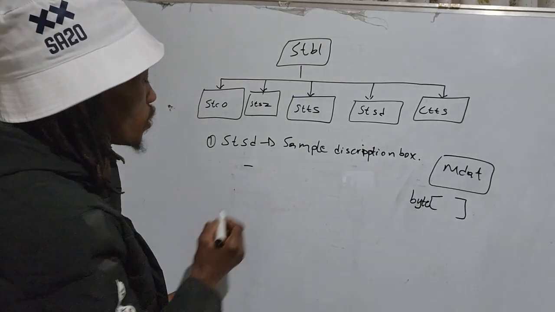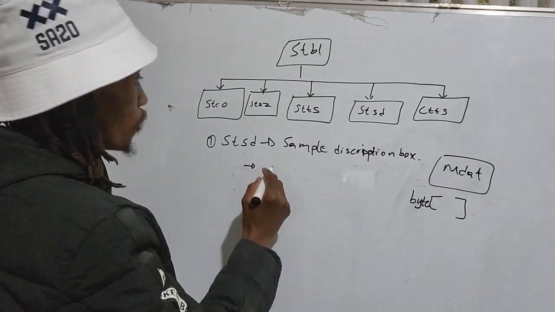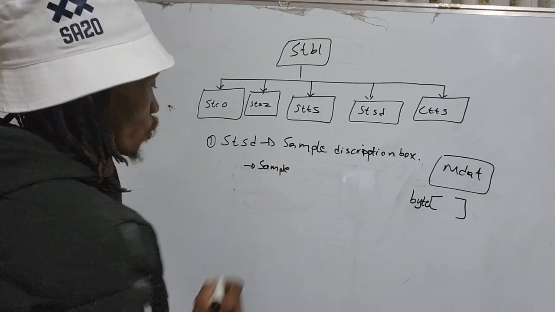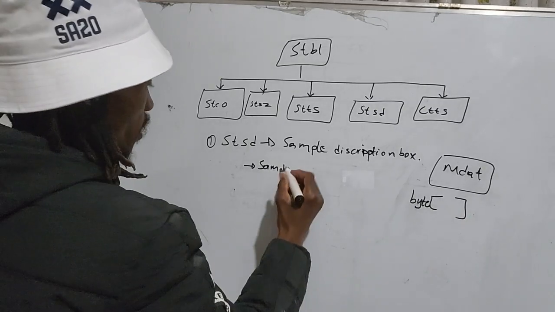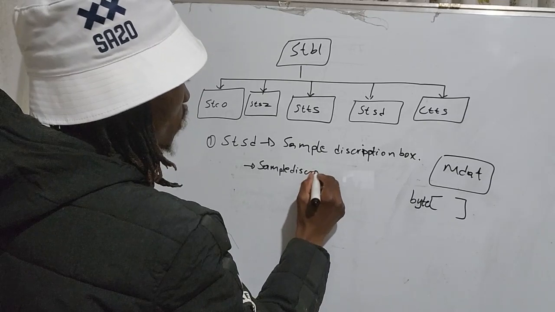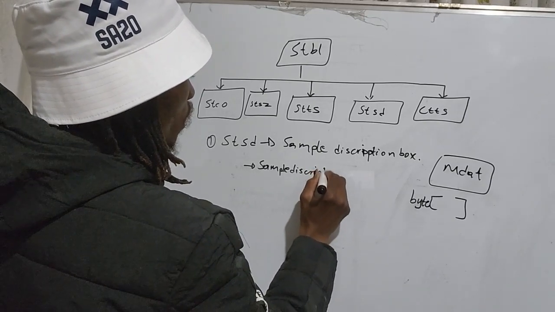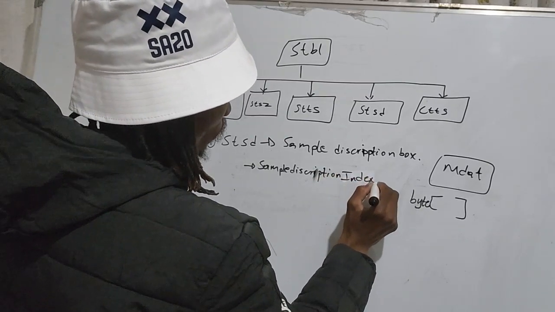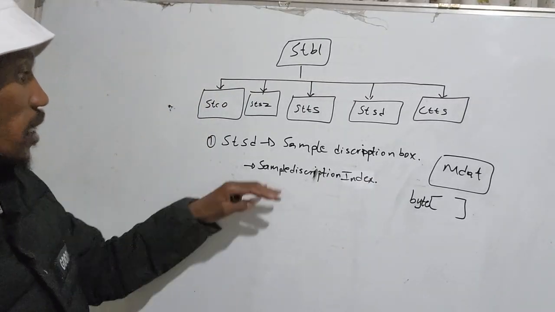Inside the sample description box, you get content such as the sample description index. We will see just now how it is placed as a set of bytes. Sample description index, that's the first data point that you're going to get out of the sample description box.